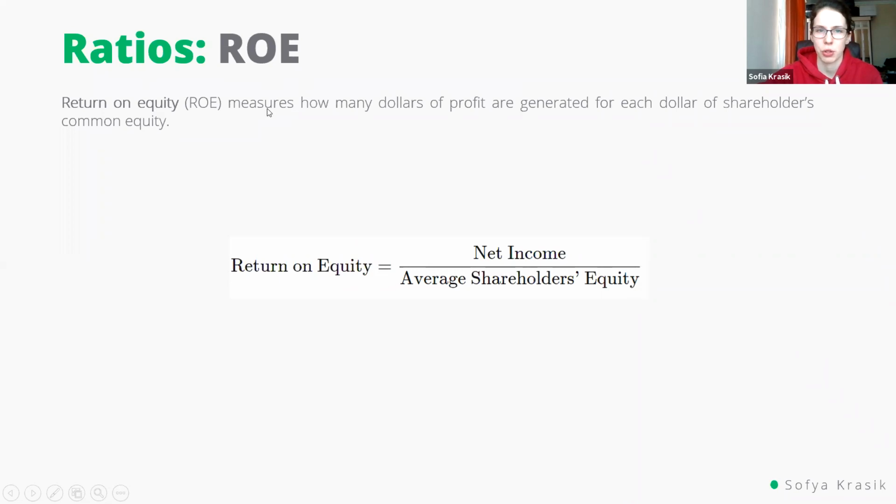I'll just tell you the definition, and later we will see how it may look. Return on equity is how much profit is generated for each dollar of shareholders' common equity. You take net income and divide it by the amount of shareholders' equity. It's a little more complicated than it looks at first sight, because accounting for the correct value of average shareholders' equity is quite complicated.